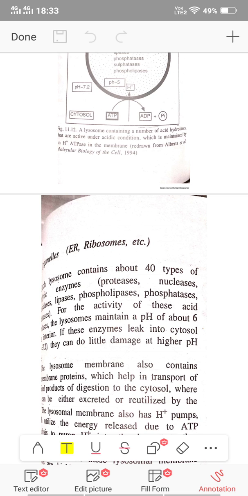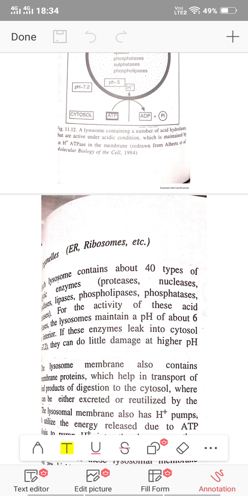interior. If these enzymes leak into the cytosol, they can do little damage at the higher pH there. The lysosome membrane also contains transmembrane proteins which help in transport of the final products of digestion to the cytosol, where they can be either excreted or reutilized by the cell.